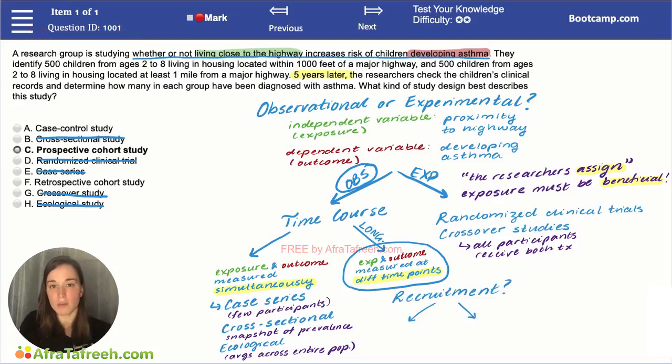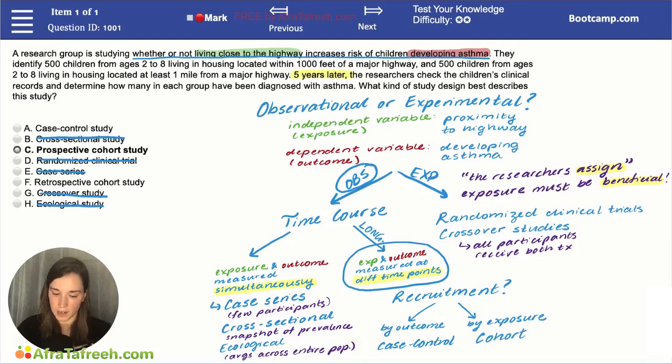In case control studies, participants are recruited based on the outcome of interest, and then their exposure history in the past is assessed. In cohort studies, participants are recruited based on the exposure of interest. So let's identify how our participants are being recruited into the study. At the beginning of the study, the researchers are identifying children that live close to the highway, and they're identifying children that live far away from the highway. So based on this statement, we know that the researchers are recruiting participants based on their exposure history.